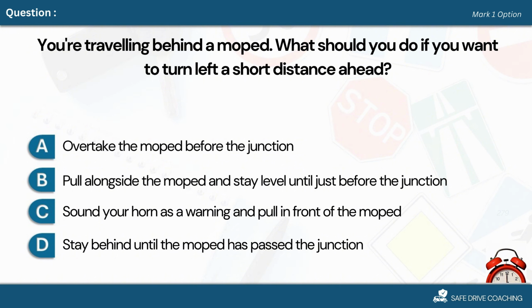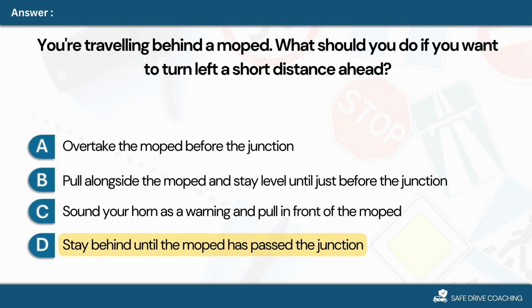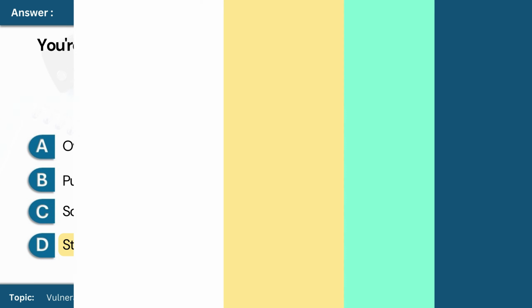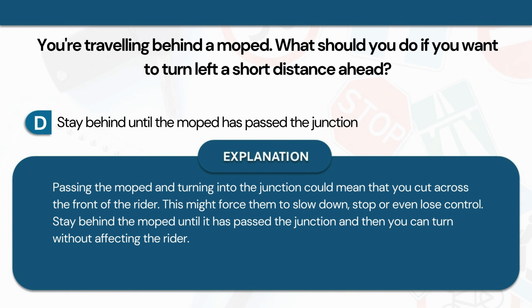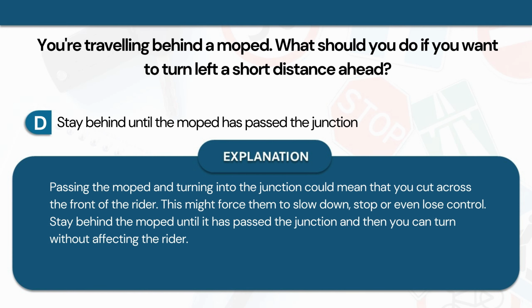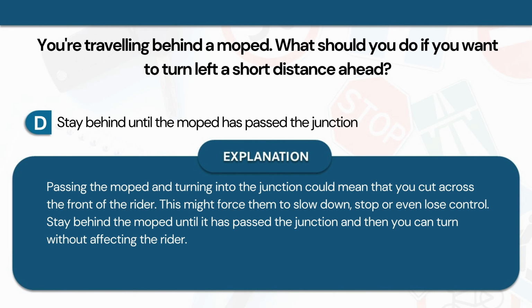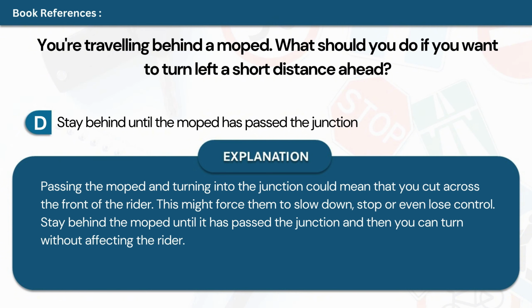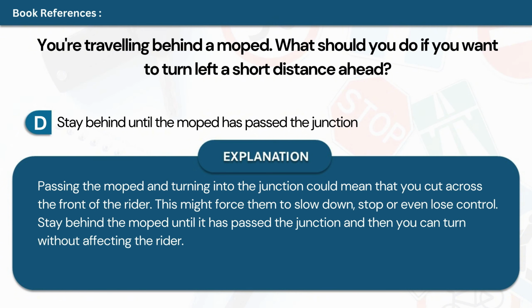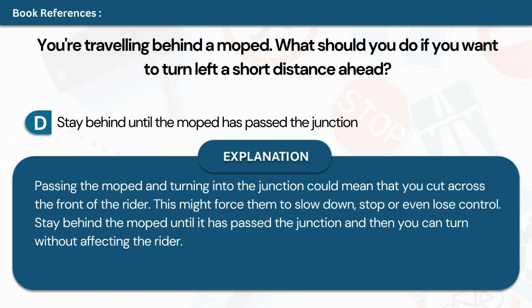The correct answer is D. Stay behind until the moped has passed the junction. Passing the moped and turning into the junction could mean that you cut across the front of the rider. This might force them to slow down, stop, or even lose control. Stay behind the moped until it has passed the junction, and then you can turn without affecting the rider.